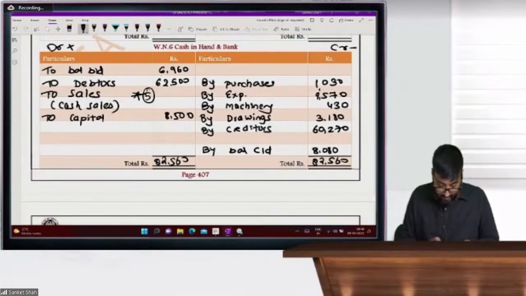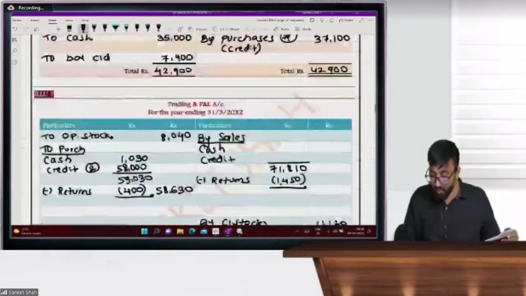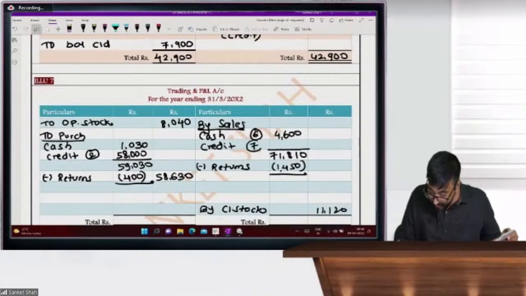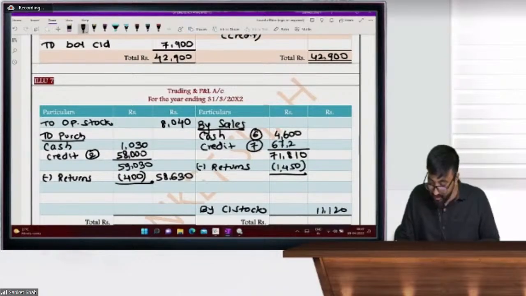82,560 minus 6,960, 62,500, 8,500. So 4,600. Now this 6th figure, where you are going to write cash, na? 4,600. And 7th number will be your credit sale. What is credit sale? Now total is 71,810. So credit sales will be 67,210.